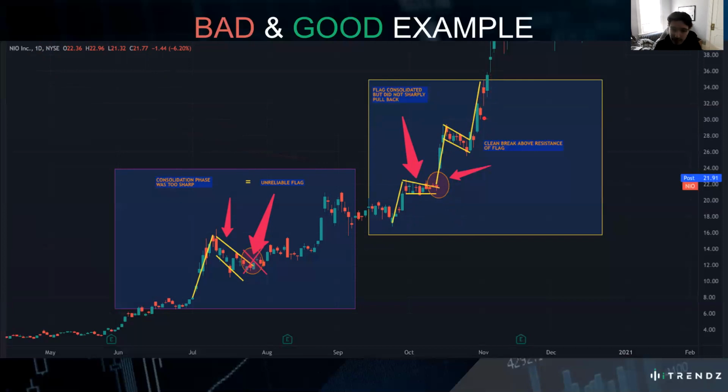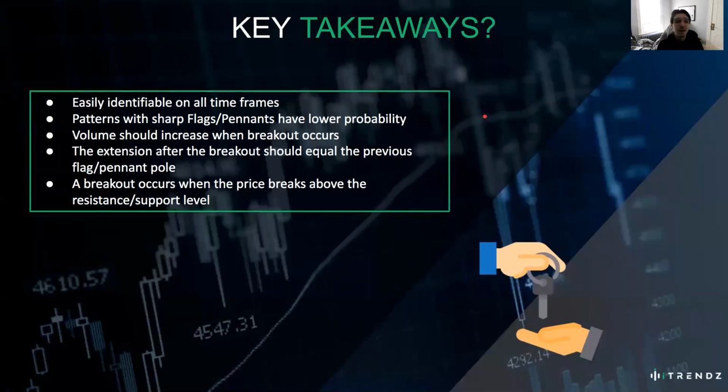So anyway, moving forward, the key takeaways here: it's easily identifiable on all time frames. Just got to make sure that you have a flag that has easily identifiable resistance and support. The patterns with the sharp, highly skewed flags have lower probability, as we just saw in that NEO example. Volume should increase when the breakout occurs on all patterns, period, but the flag especially, of course, because we're talking about that today. And then that extension after the breakout should equal the previous extension. So if you measure that extension, it's 10%, that extension after the breakout should go 10%.